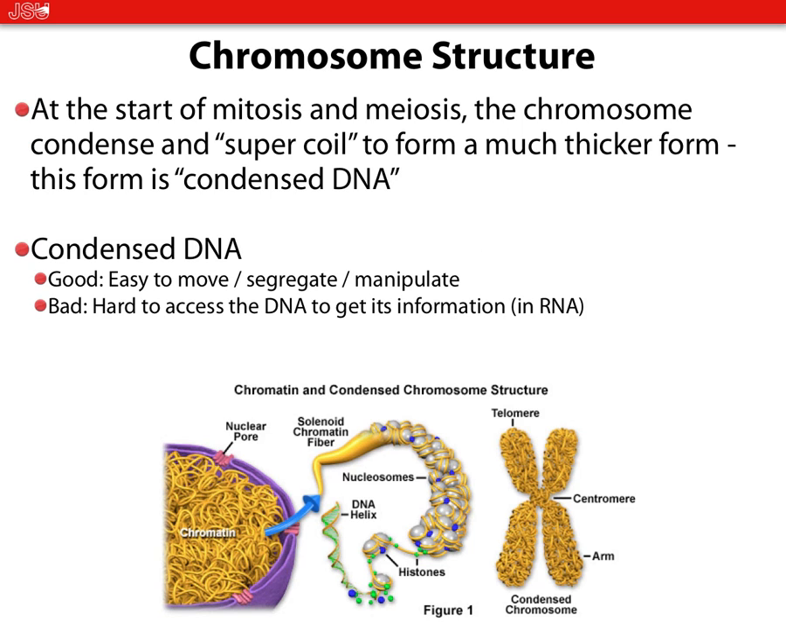So at the start of mitosis and meiosis, the chromosomes condense and supercoil to form condensed DNA. Okay, this is the second form of a chromosome, condensed. Okay, that's the one on the right, the condensed chromosome. Condensed chromosomes are good because they're easy to move around, but they're bad because it's hard to access that information.